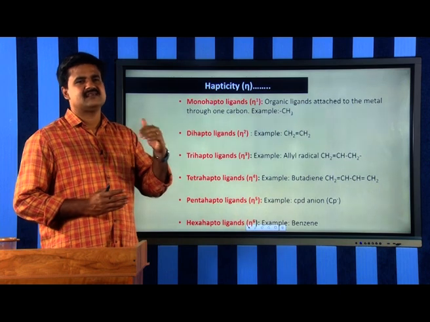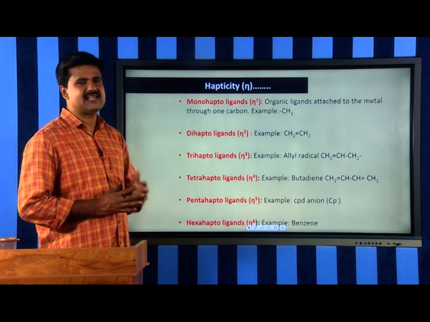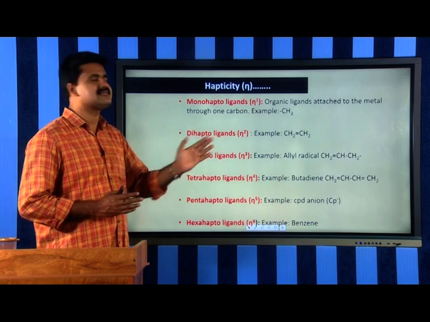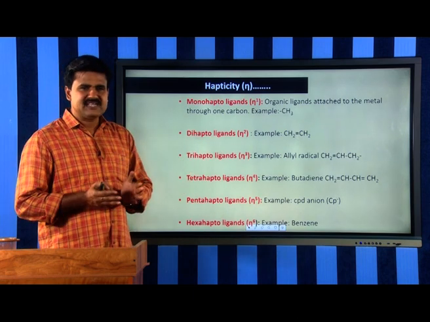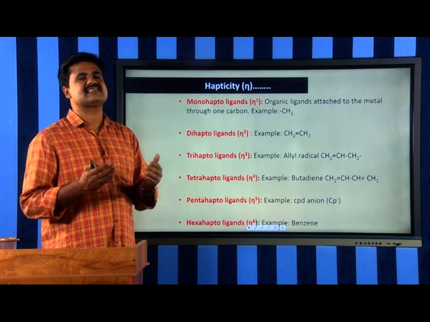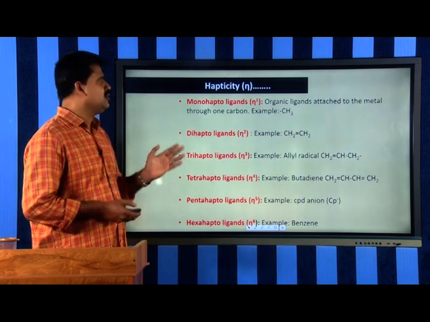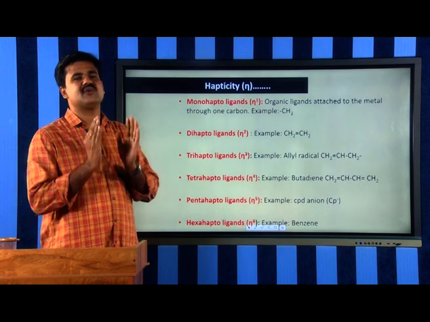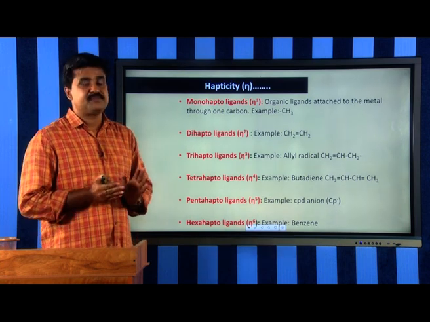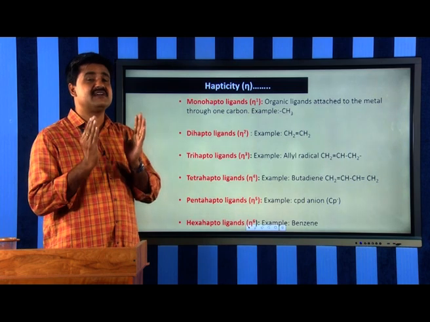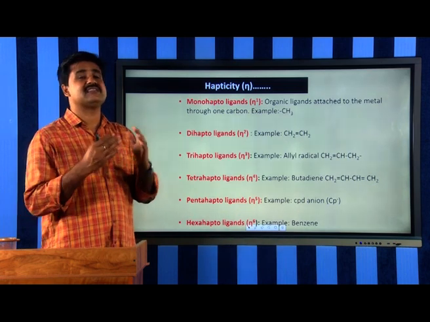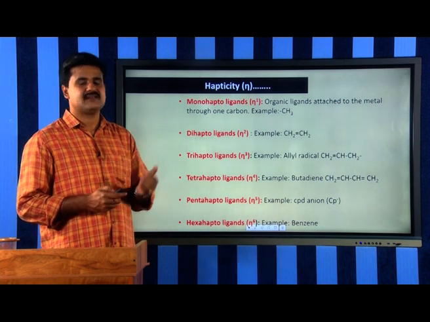Trihapto ligand is provided by the allyl radical. A nice example of a tetrahapto ligand is butadiene. Pentahapto ligands, hexahapto ligands, etc. are there. Now we can arrange various organic ligands on the basis of their hapticity. Different haptoligands have different reactivity, and they will form different kinds of compounds with different stability and structural features.